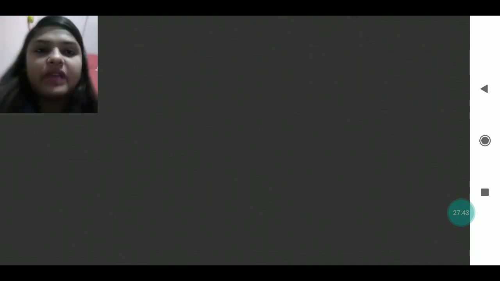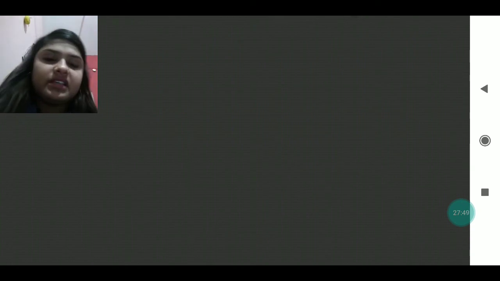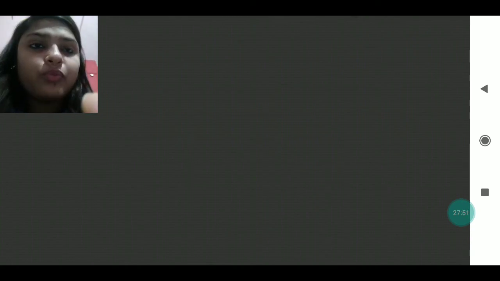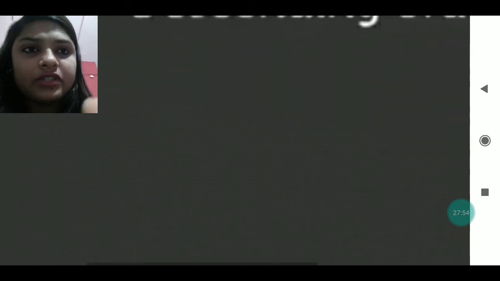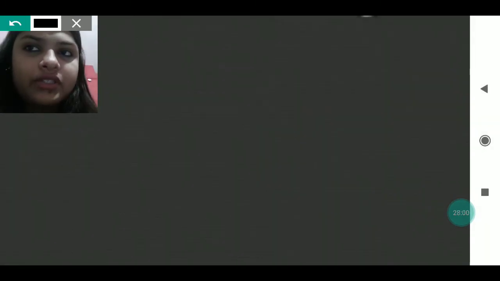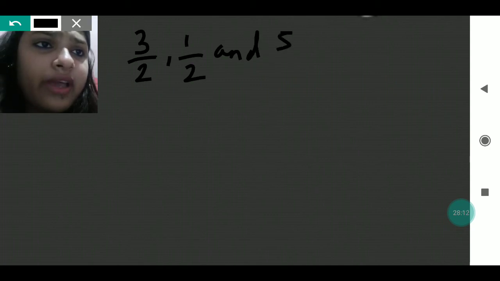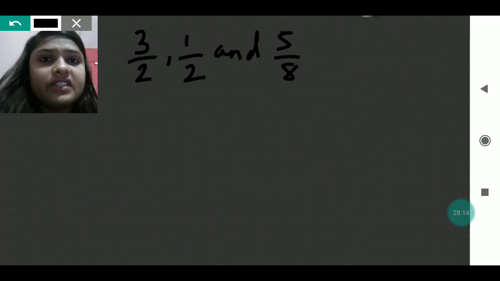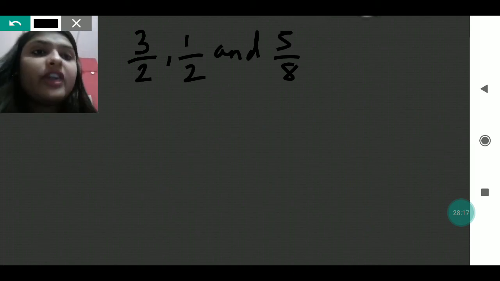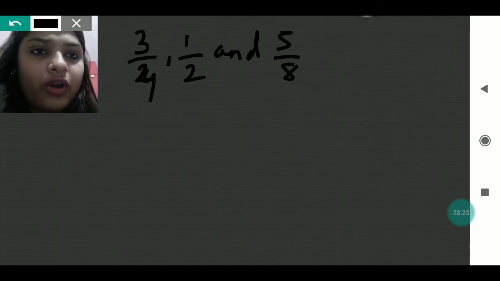Students, one more example I would like to give. We have done the case where the numerators are the same and the denominators differ. But suppose both are different, what will you do in that case? Just suppose I give one example: 3 by 4, 1 by 2, and a very small number, 5 by 8. Here the numerators and denominators are both different. What will you do in that case?